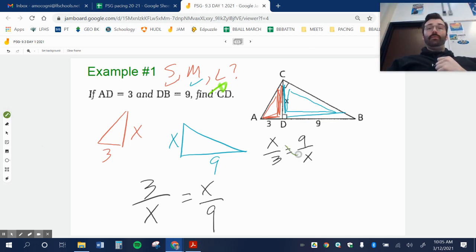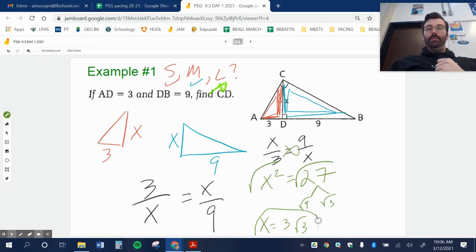And then from there, we just cross multiply and solve. x squared equals 27. How do I get rid of a squared term? I square root both sides. 27, I can simplify, as I want to find a perfect square that multiplies into 27. It's 9. Square root of 9 times the square root of 3. Well, that's 3 radical 3. I'm done. 3 radical 3.